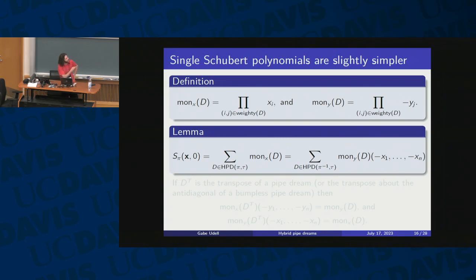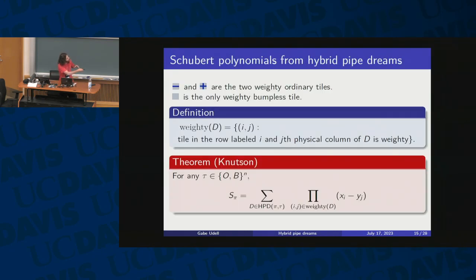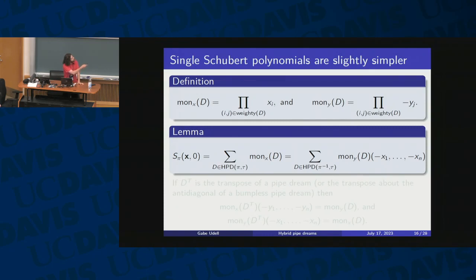All right, so double Schubert polynomials are great, and I think that's what I think of as being at the heart of this work. The story really works for double Schubert polynomials, but we don't have that much time, so we're going to talk about single Schubert polynomials. We're going to do that by defining the x monomial and the y monomial associated with a hybrid pipe dream. We get these by taking this weight that we associated with a hybrid pipe dream and plugging in zeros for the x's or plugging in zeros for the y's. So we get the product of x's for the weighty tiles or the product of the y's for the weighty tiles. This keeps track of rows and this keeps track of columns. And using either of these, we can compute the Schubert polynomial.